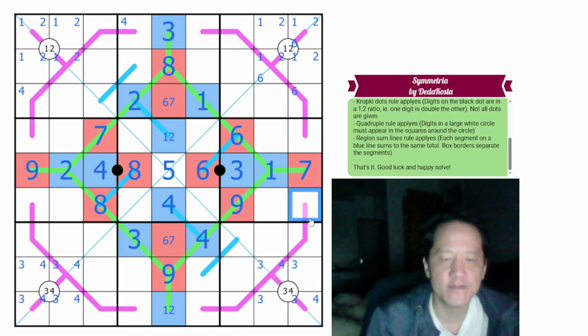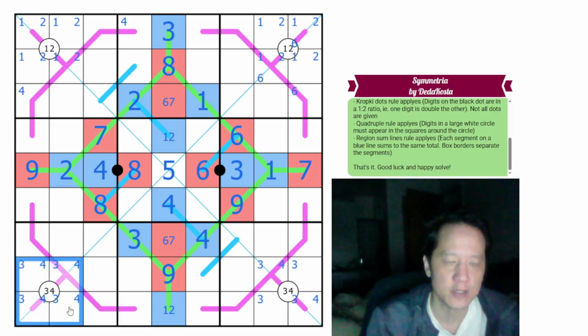There could have been a 4 in this cell specifically, because none of these can be 4 because of the 3-4 pair in the quad. But this can't be a 4 because of this 4, and these can't be 4s because of these 4s. Similarly, these can't be 4s because of this 4. This can't be a 4 because of the 4 in the quad.